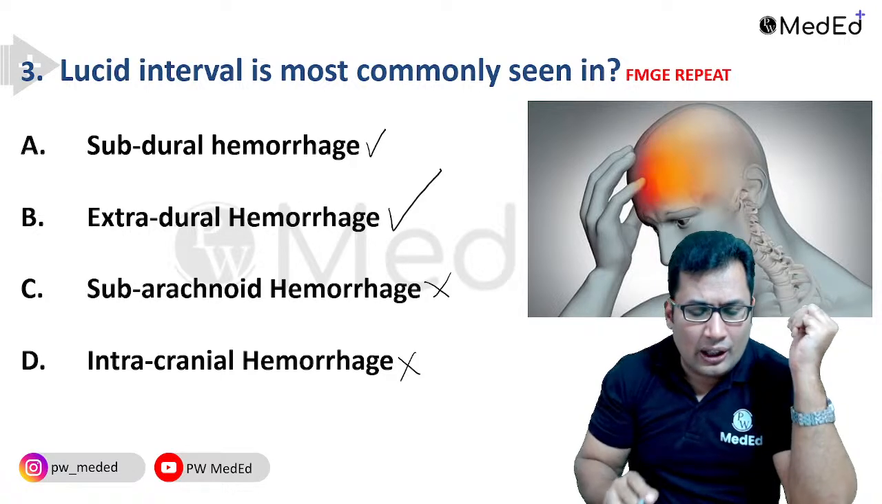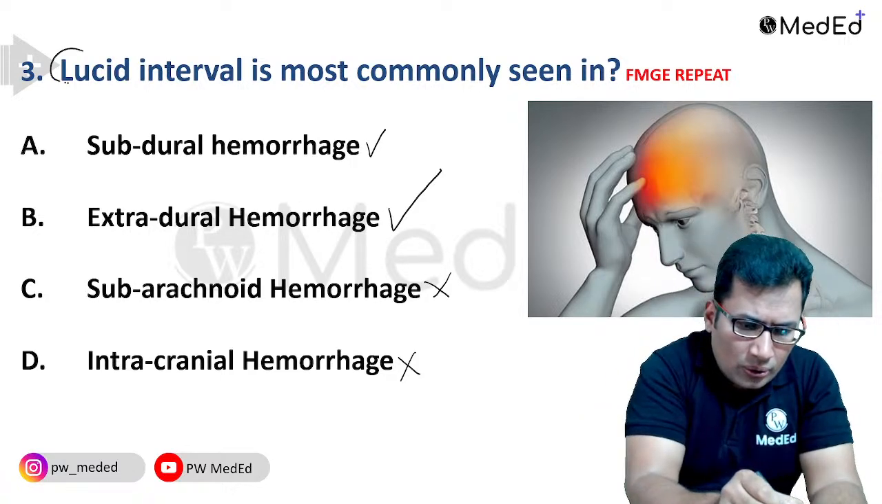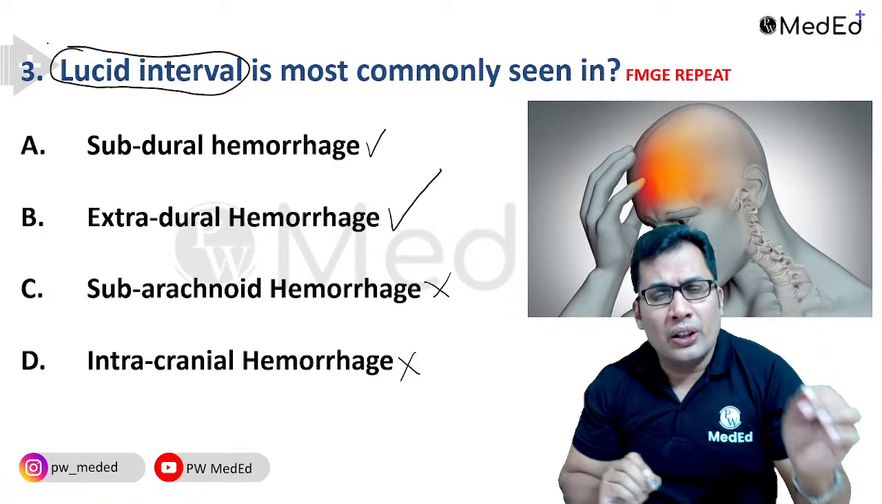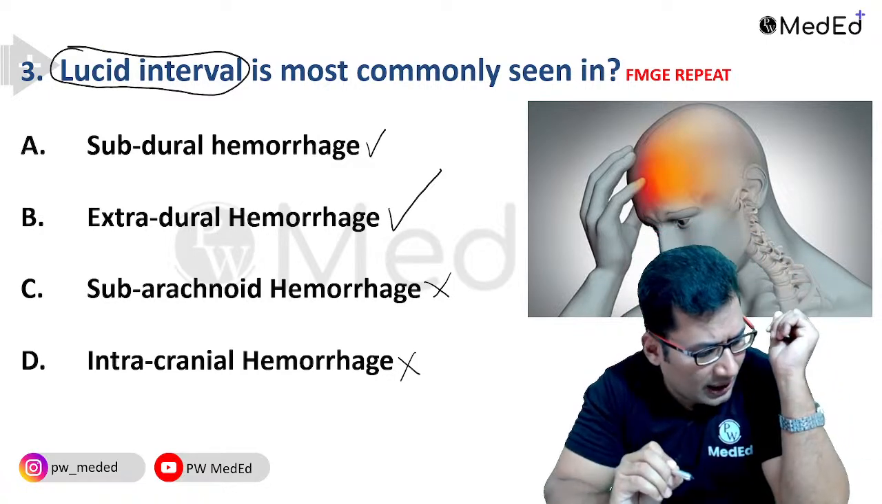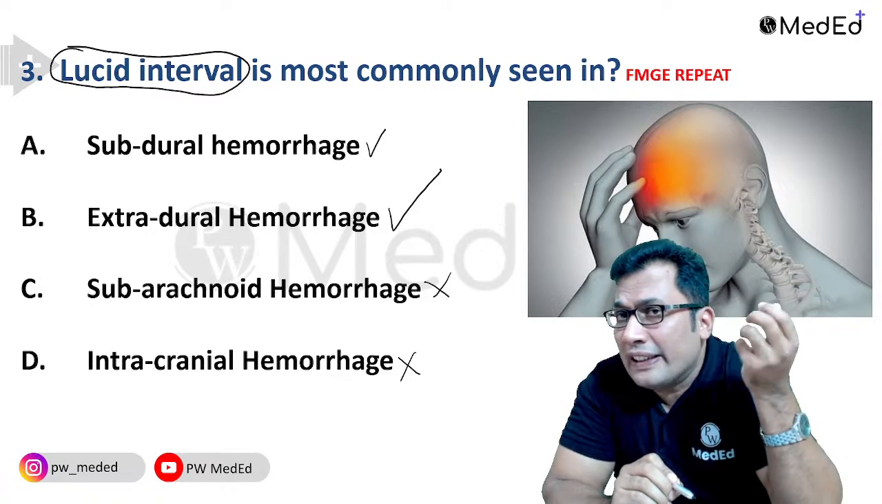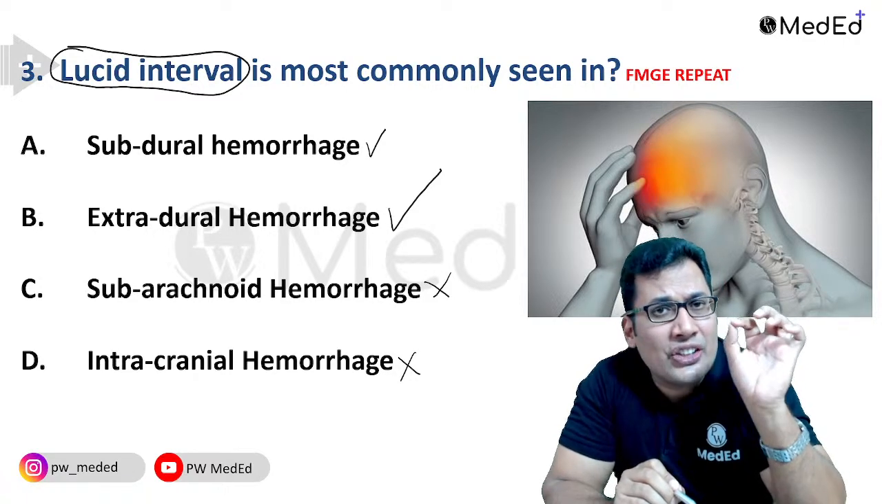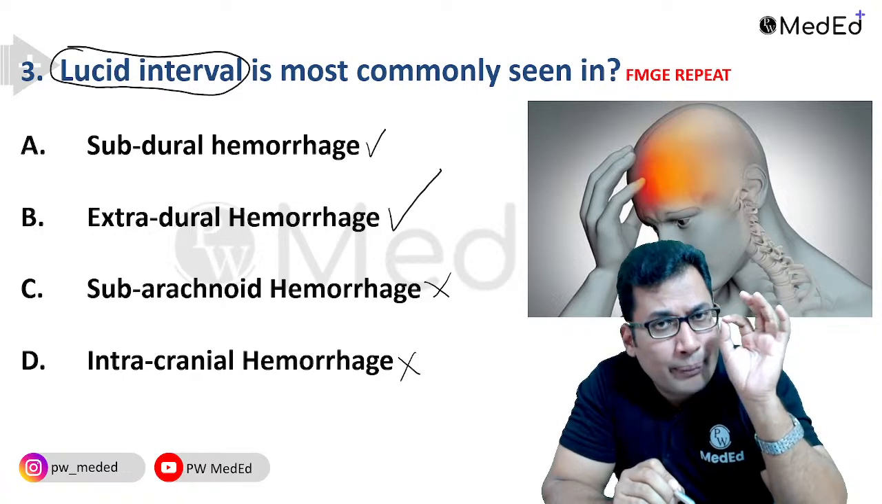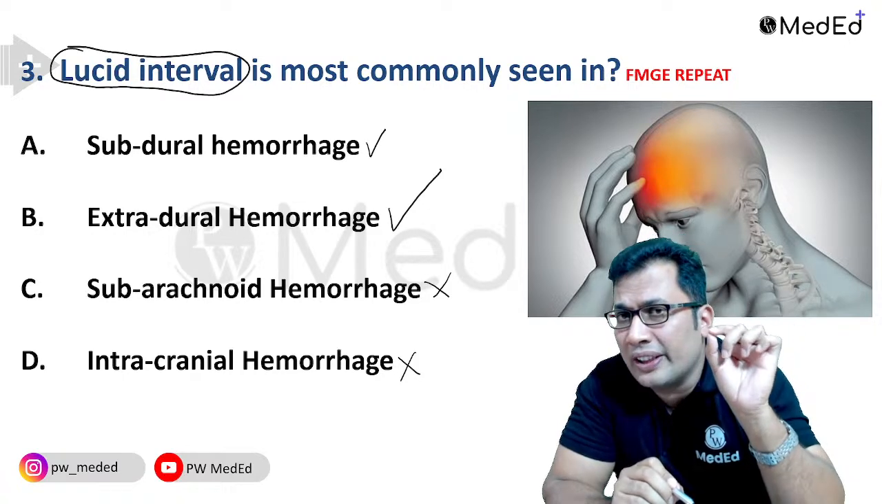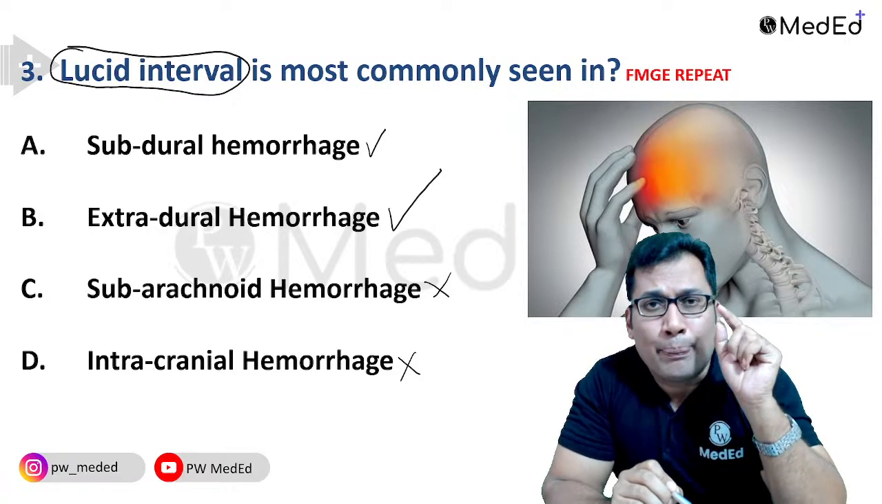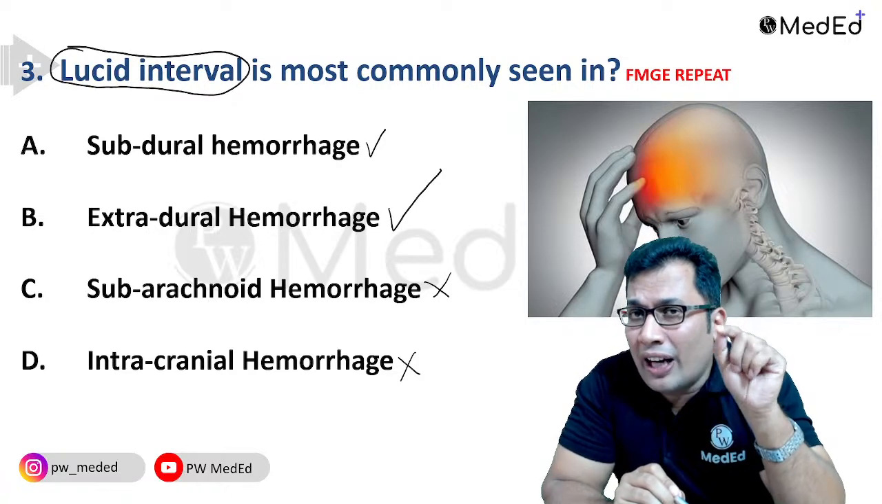Now, one more point here. Lucid interval also can be seen in... can you guess what is the other condition? One more condition is insanity. In mental illness, lucid interval can be seen. During lucid interval, the person can make a valid will.